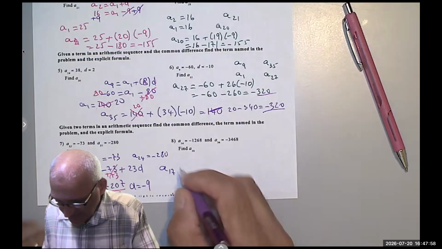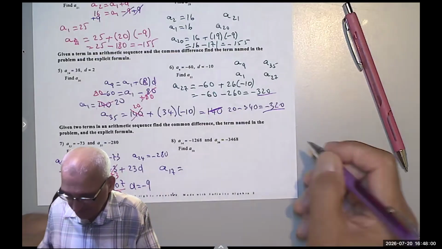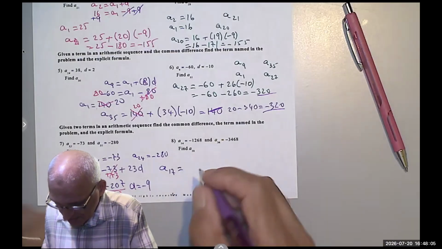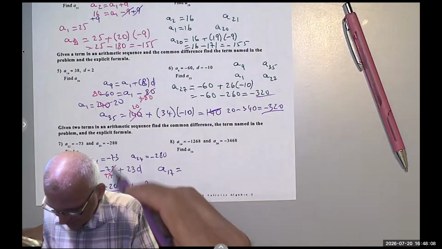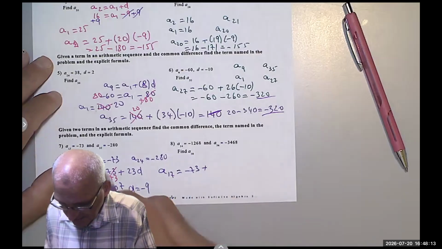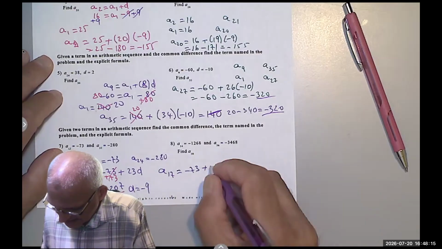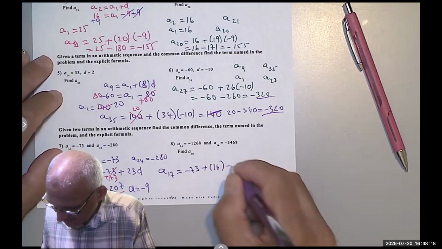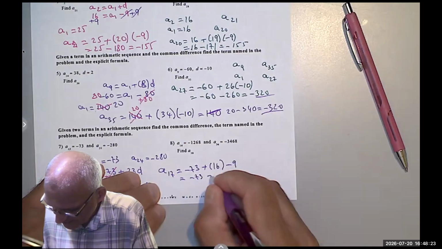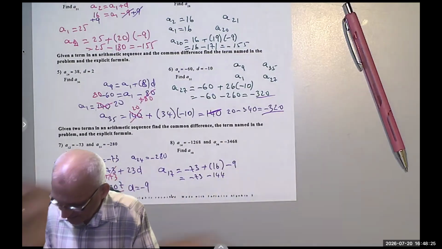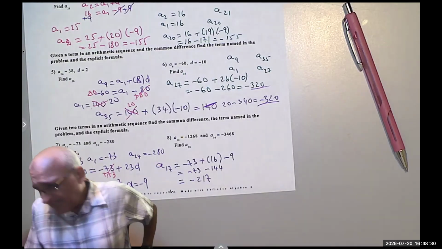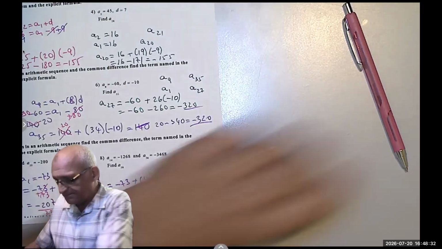So a sub 17 would equal a sub 1, which is negative 73, plus 16 times negative 9. 16 times negative 9 is negative 144. And this minus that should be negative 217. Can we do it slightly different? Absolutely.